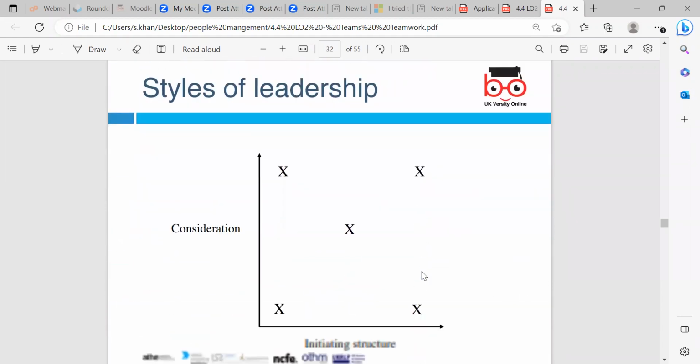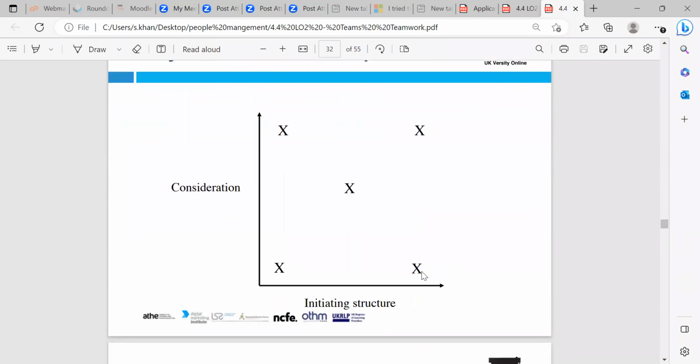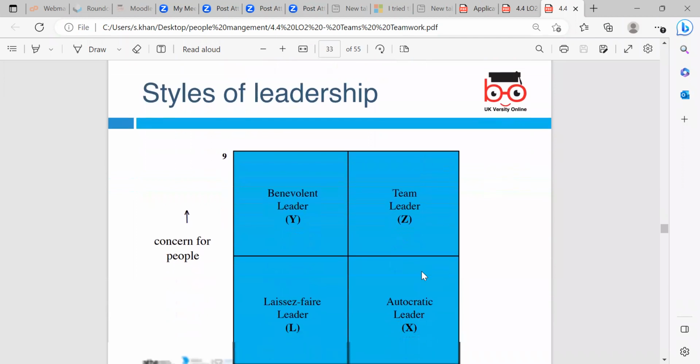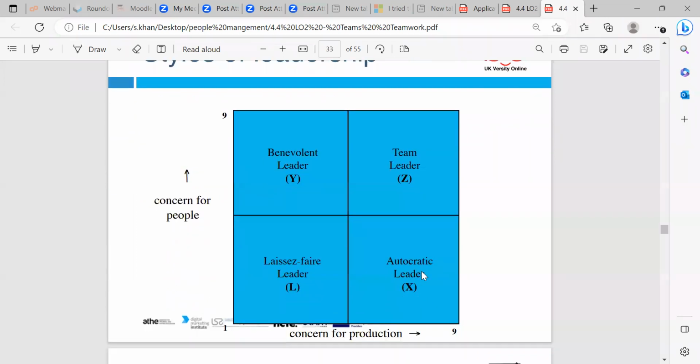Styles of leadership, so consideration, initiating structure, and the consideration. This graph shows how you'd initiate the structure and then the consideration where the X's are placed. Styles of leadership, so it's the concern for people, and then we've got the laissez-faire leader and autocratic leader, and then we've got the team leader and benevolent leader.